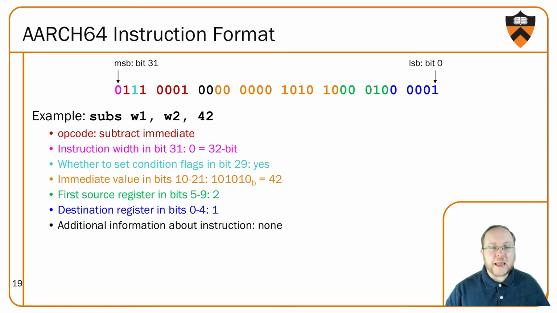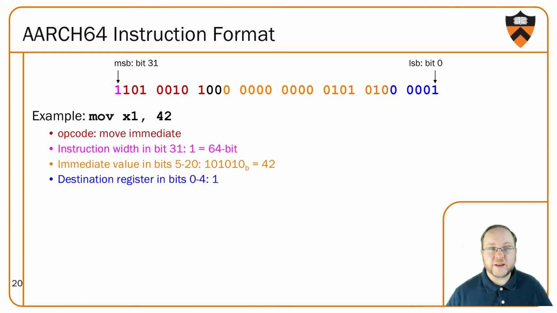So again, now we've reached all of the information that we need. This is sub S. It's on W registers. It has register 1 as the destination. It comes from register 2 with an immediate value of 42.